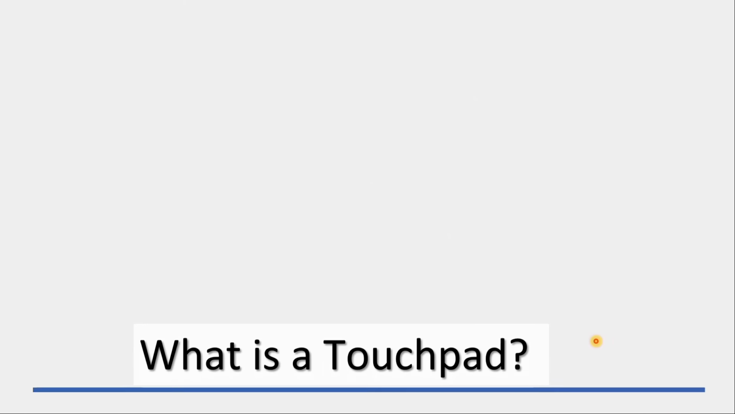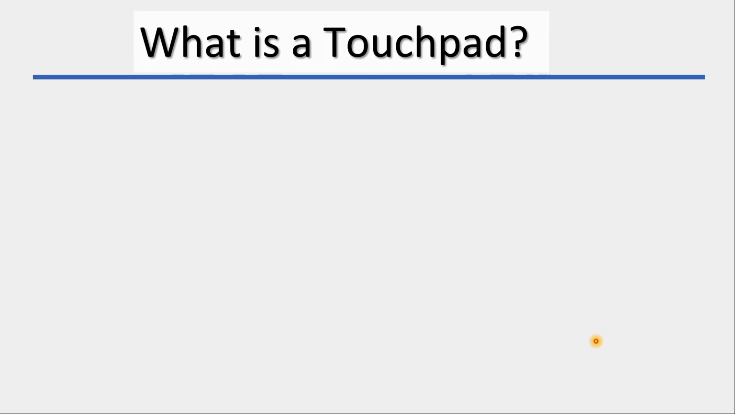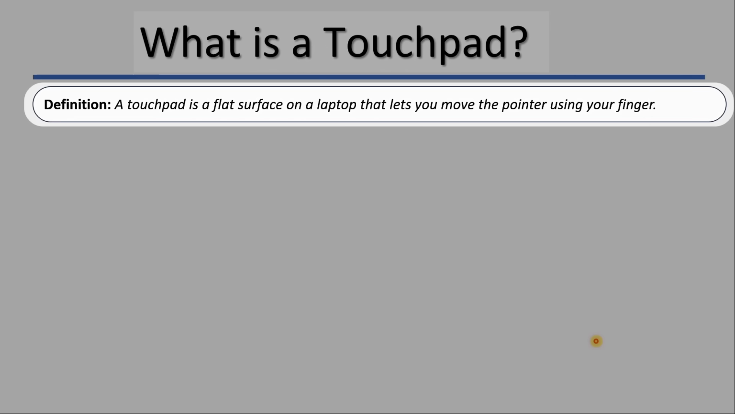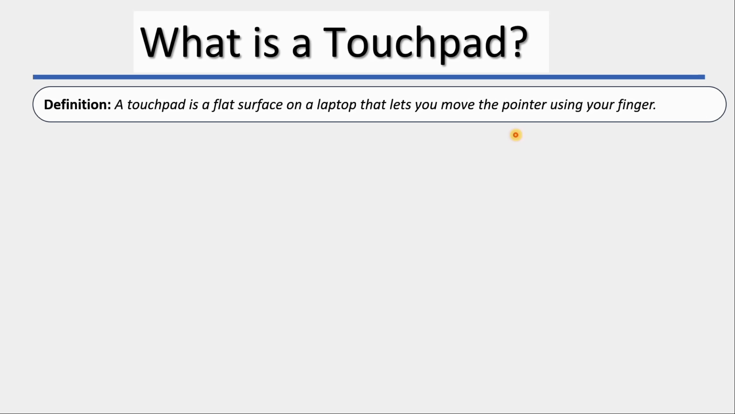So let's talk about the touchpad. What is the touchpad? By definition, a touchpad is a flat surface on a laptop that lets you move the pointer using your finger. Please take some notes. This is a very important definition to remember: a touchpad is a flat surface on a laptop, not a desktop, on a laptop, that lets you move the pointer using your finger. And please remember this, the pointer is that small arrow you see moving on your computer screen.